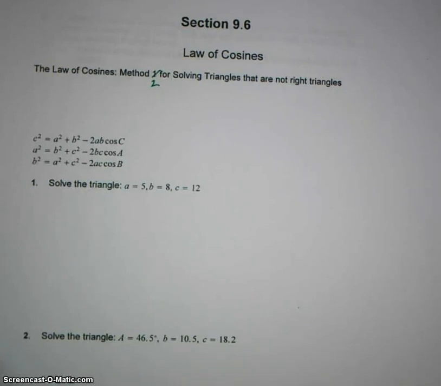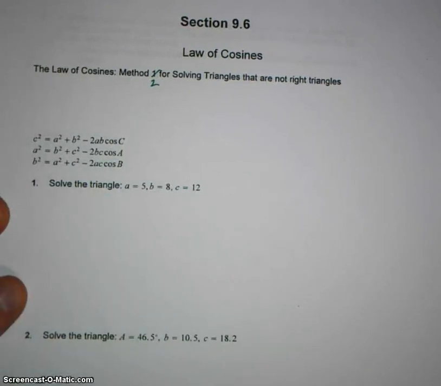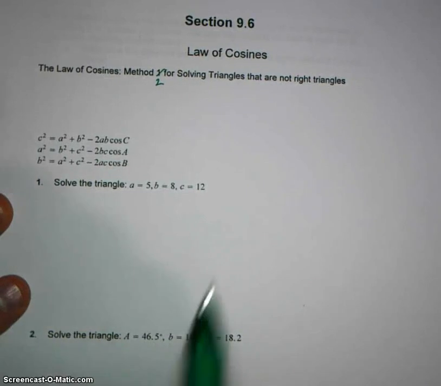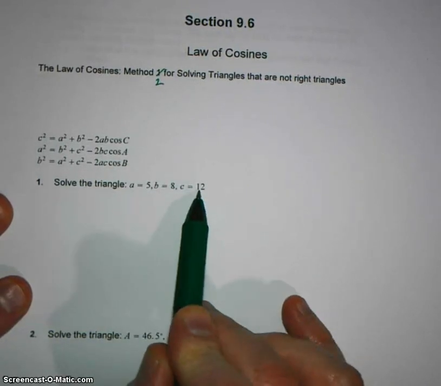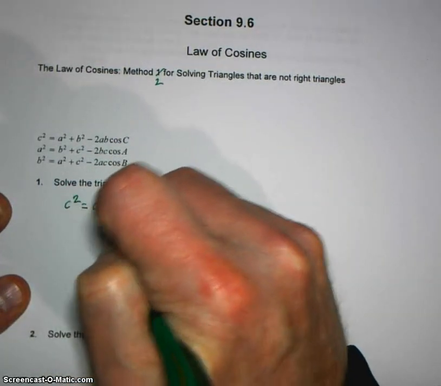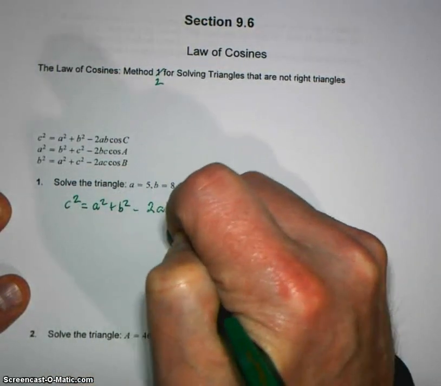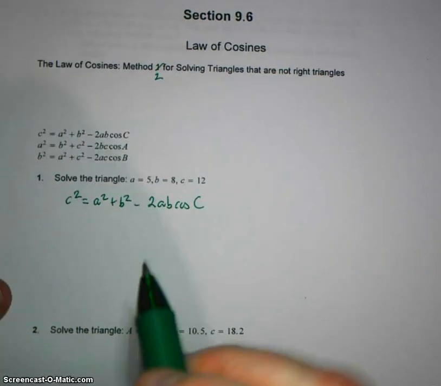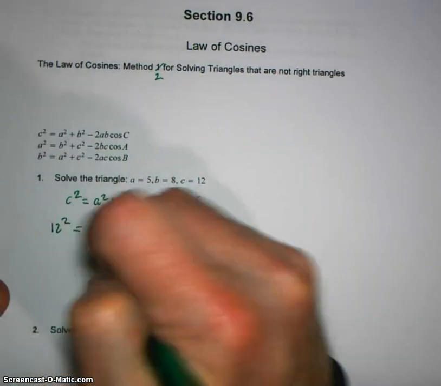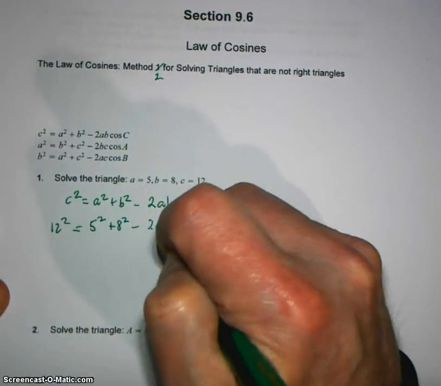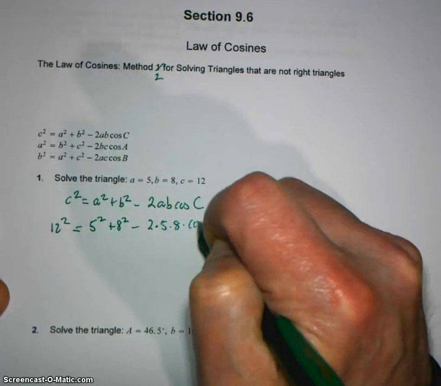Okay, so in this situation, what you want to do is find one of the angles. The one you want to find is the biggest one. Always start by finding the biggest angle, and we know that has to be C because little c is the biggest side. So I'm going to use c squared equals a squared plus b squared minus 2ab cosine C because I want to find big C. And I just plug all the numbers in. 12 squared equals 5 squared plus 8 squared minus 2 times 5 times 8 times cosine C.